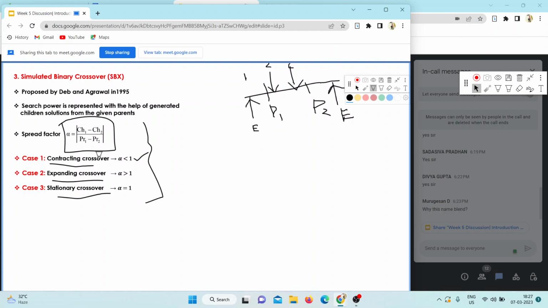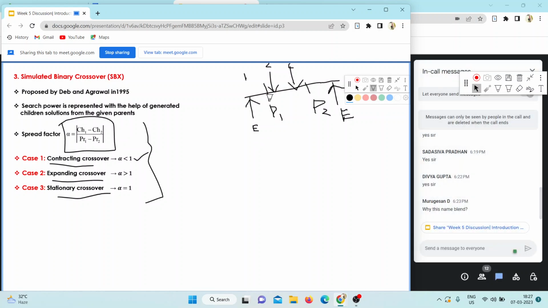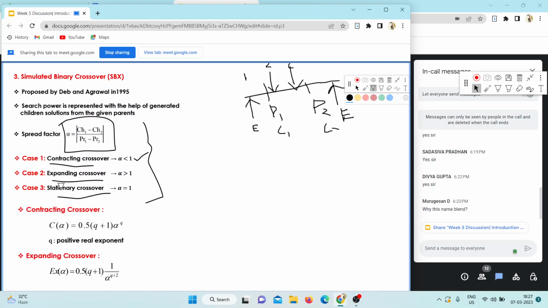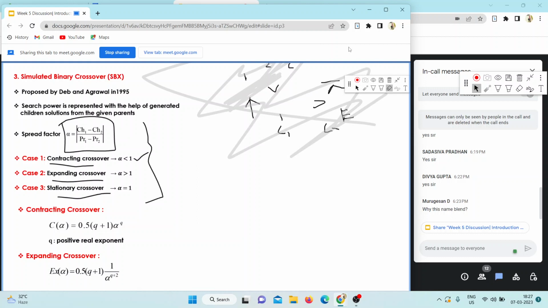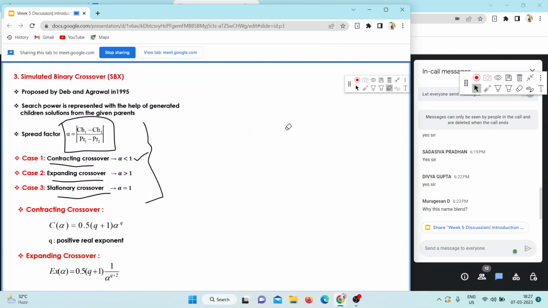And the third type is stationary crossover. If your crossover is stationary, then it will lie exactly in place of the parents, like this will be your C1 and C2. So this is the significance of the spread factor. Simulated binary crossover gives this spread factor, and now how do we solve a question on the spread factor? Let's see the steps for getting the children solution in this crossover.